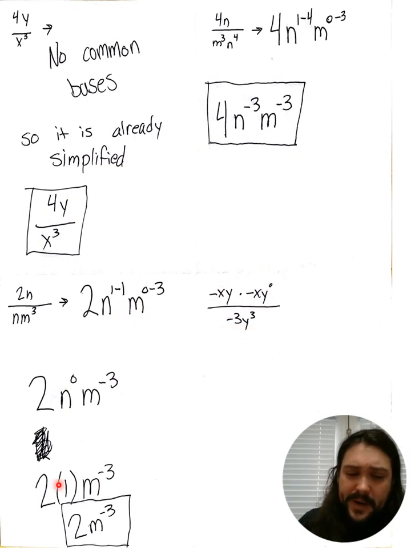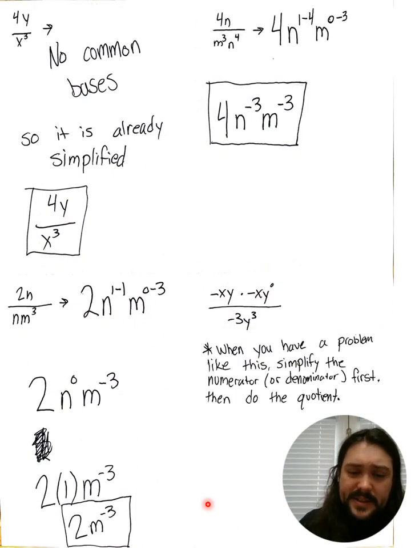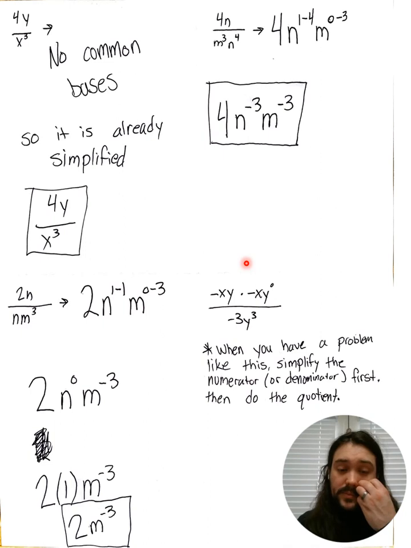So what I'm going to do when you have a problem like this, simplify the numerator, or the denominator if it's complicated, first, and then do the quotient like what we've been doing. So we're going to actually need to use the product property that we learned last lesson before we can do our quotient property. Okay, so let's simplify the numerator.